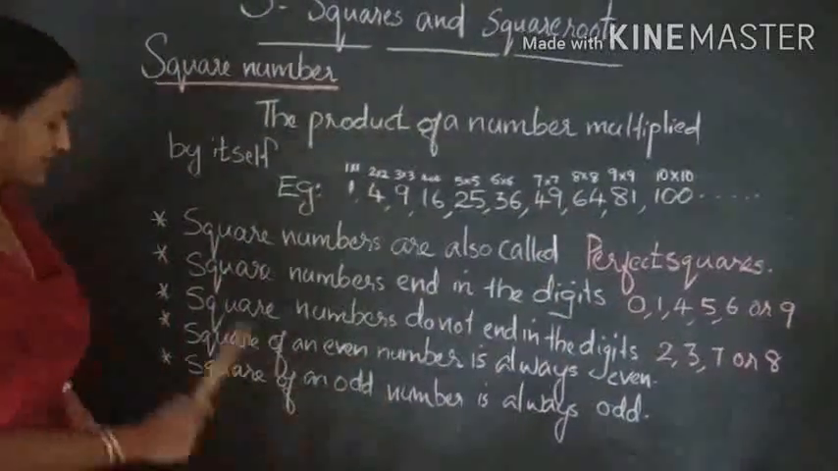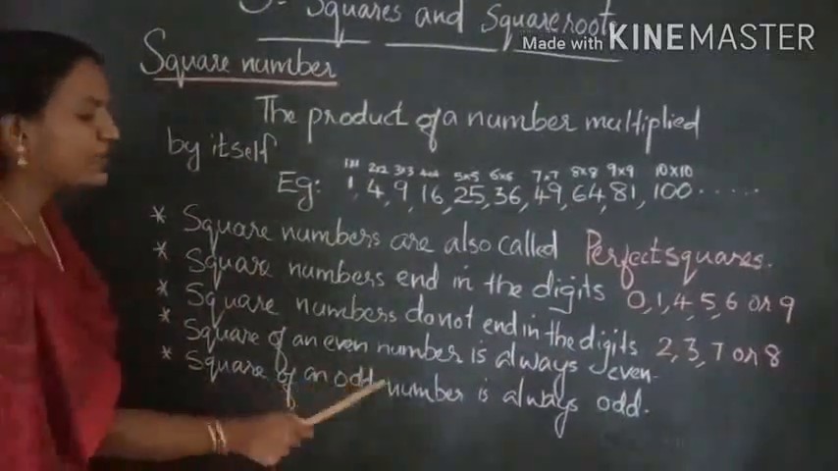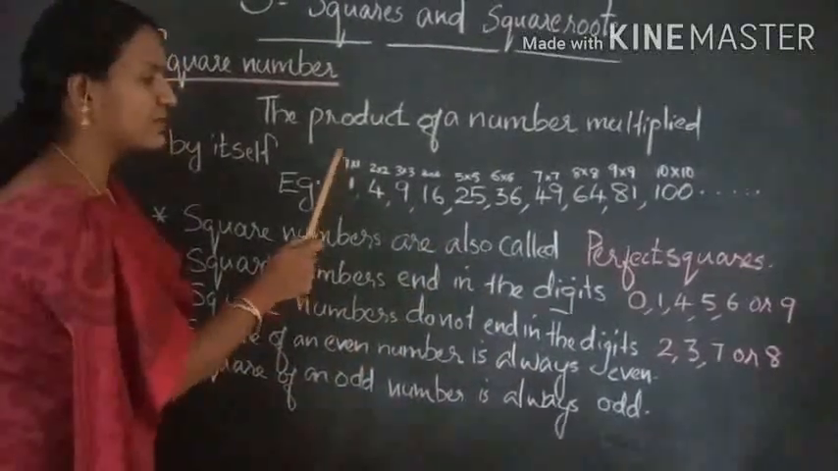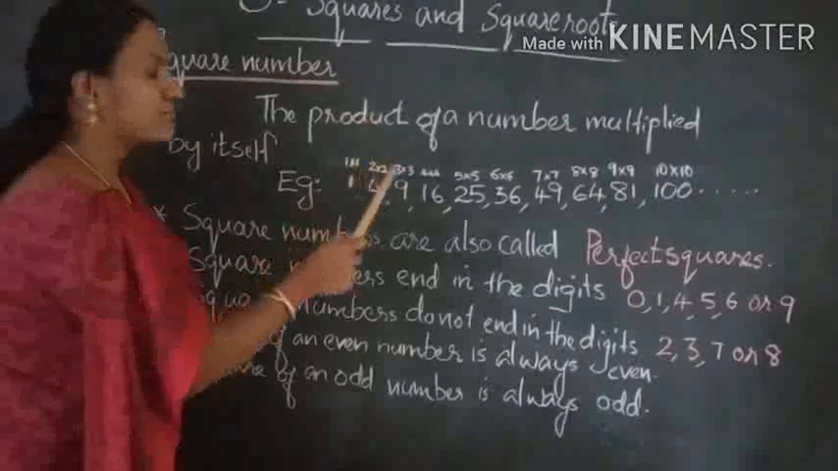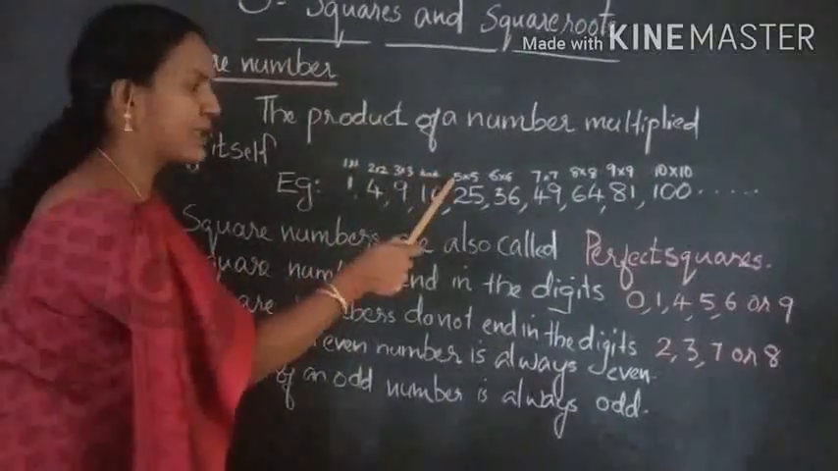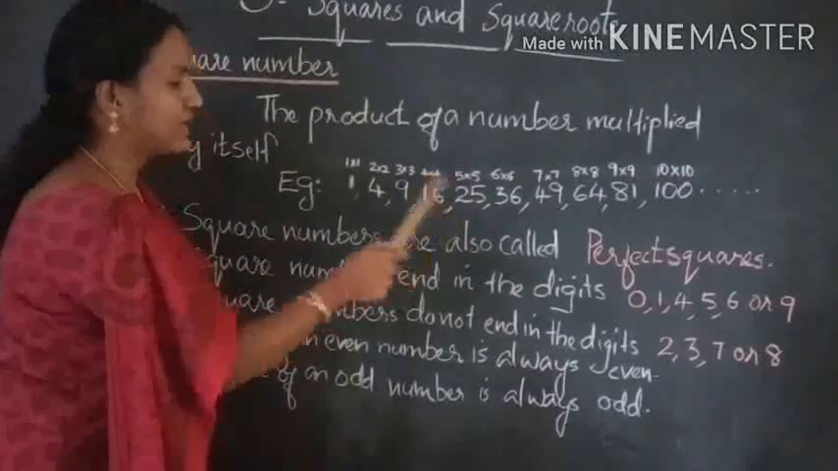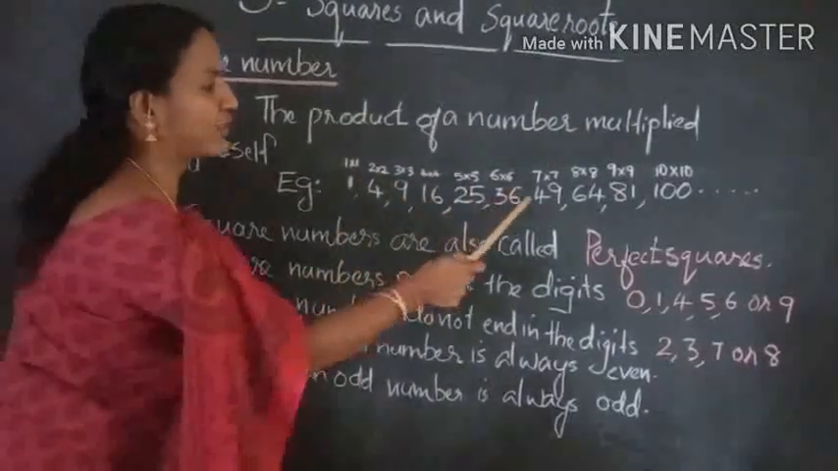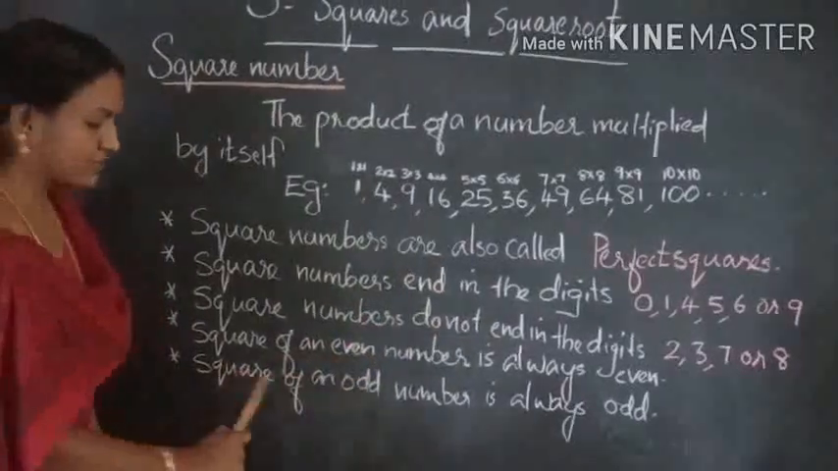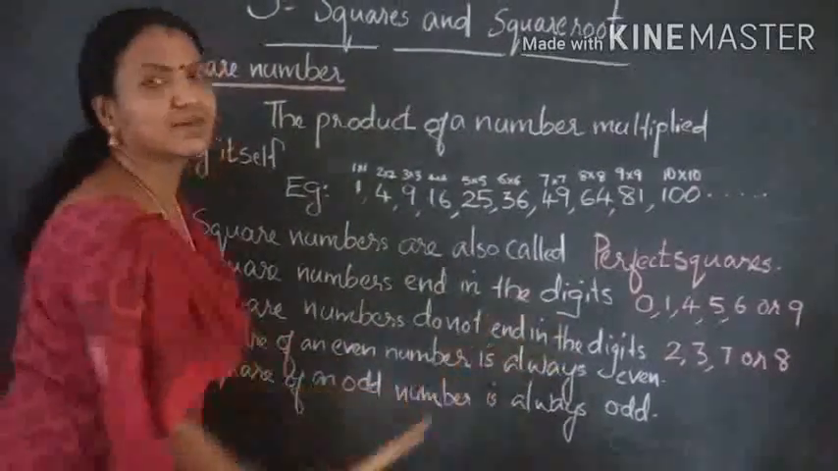are even numbers. Then, square of an odd number is always odd. Here, 1 is an odd number, so square of 1 is 1. 3 is an odd number, the square of 3 is 9. 5 is an odd number, square of 5 is 25. So, 1, 9, 25, 49, etc. are odd numbers. So, square of an odd number is always odd.